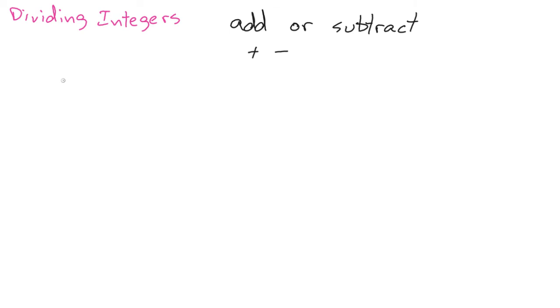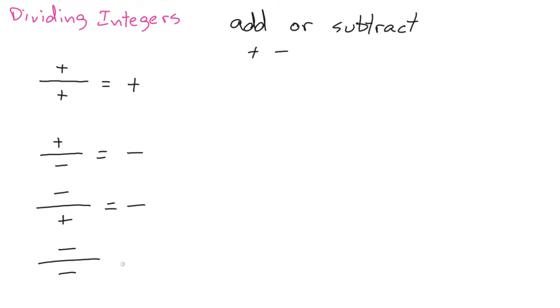When you divide integers, let's say you have a positive number divided by another positive number. Your answer is going to also be a positive number. Now, if you have a positive number divided by a negative number, your answer is going to be negative. And if you have a negative number divided by a positive number, your answer is also going to be negative. And then a negative number divided by a negative number will give you a positive.